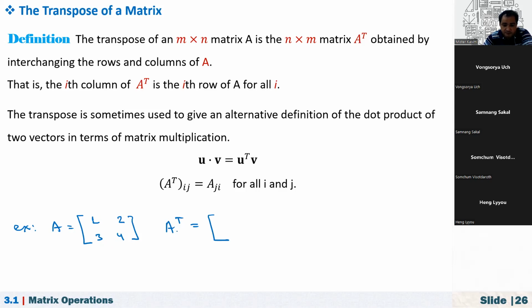The first column, 1, 3, you just write as a row. The second column, 2, 4, becomes the second row of this matrix. So that's how we define the transpose of an m by n matrix.